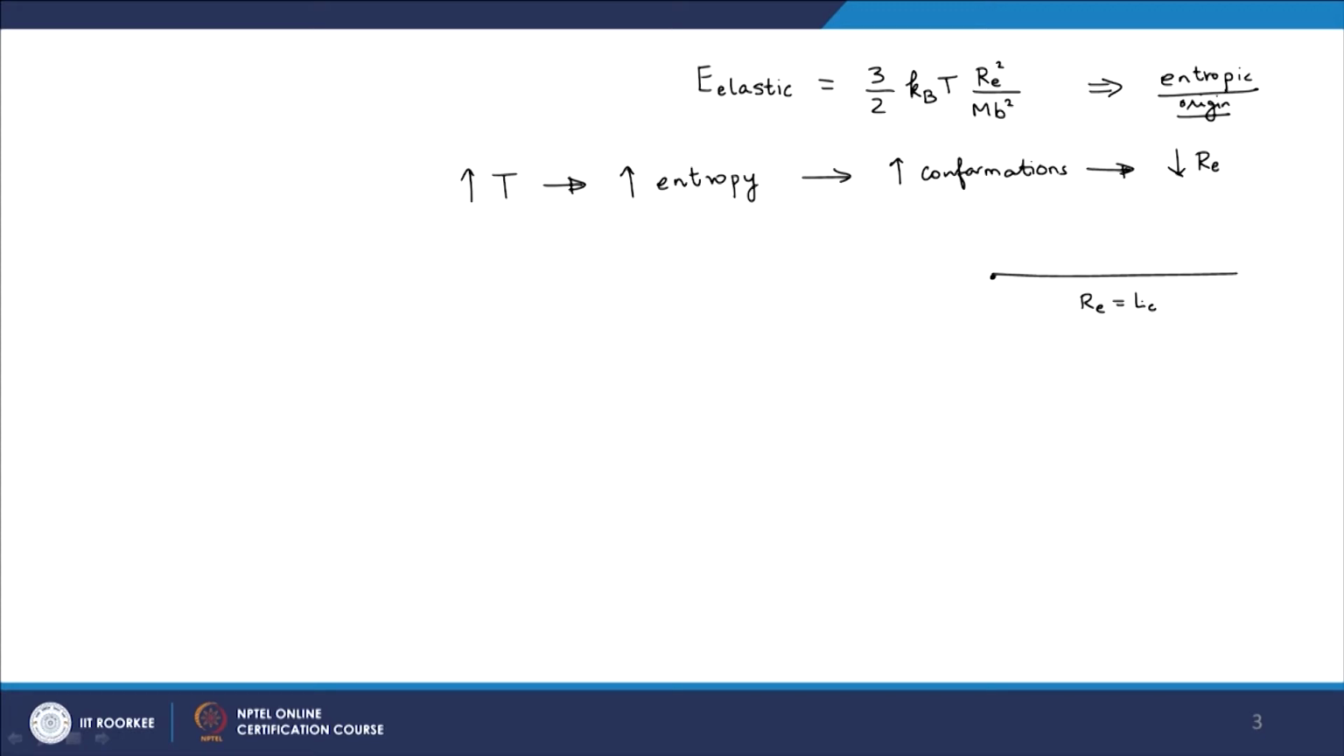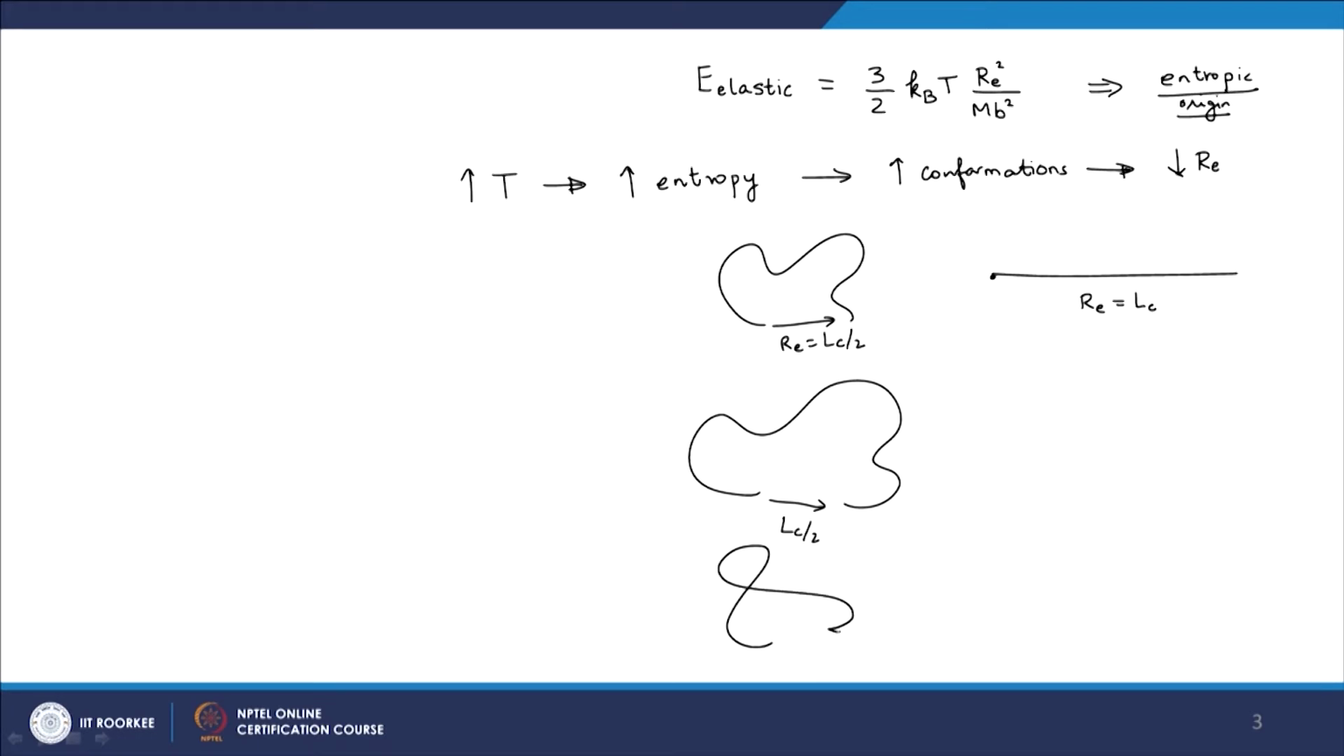But if I think of say Re equal to Lc/2, then that can be achieved in many conformations. This also has the same Lc/2, this also has the same Lc/2. So if I start thinking of lower values of Re, we can think of more chain conformations. That means we are going to higher entropy.